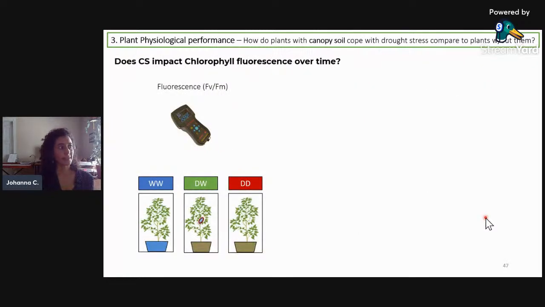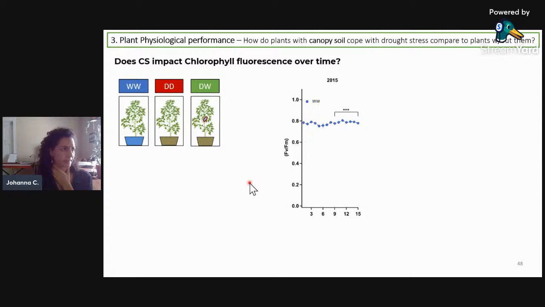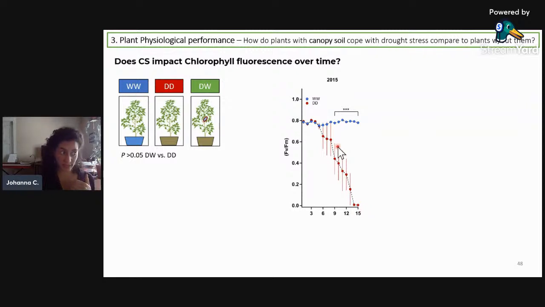Now, if we tested chlorophyll fluorescence, it's just a test to check how the photosystems are working and how stressed the plants are. We expect a higher fluorescence for the well-watered plants and a lower fluorescence for the completely dry plants. And so again, we saw that for the well-watered plants the fluorescence is kept constant, and for the plants that were dry, it decreased as we expected, because they were under very stressed conditions.